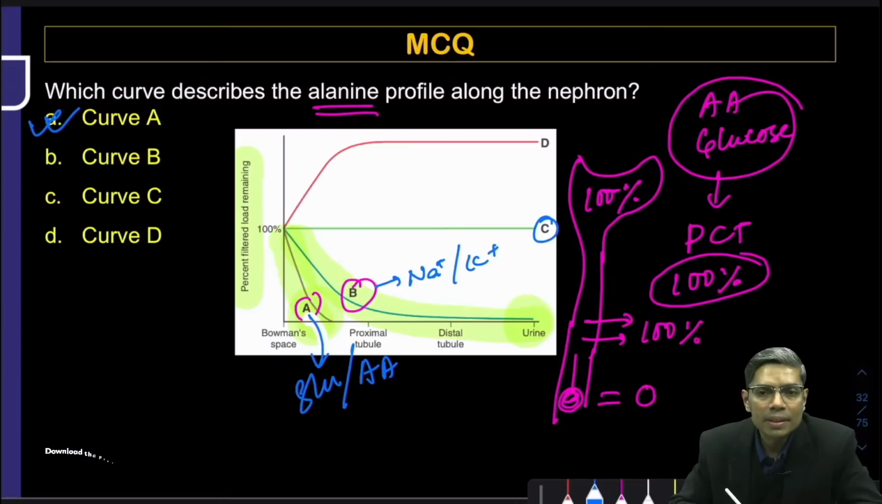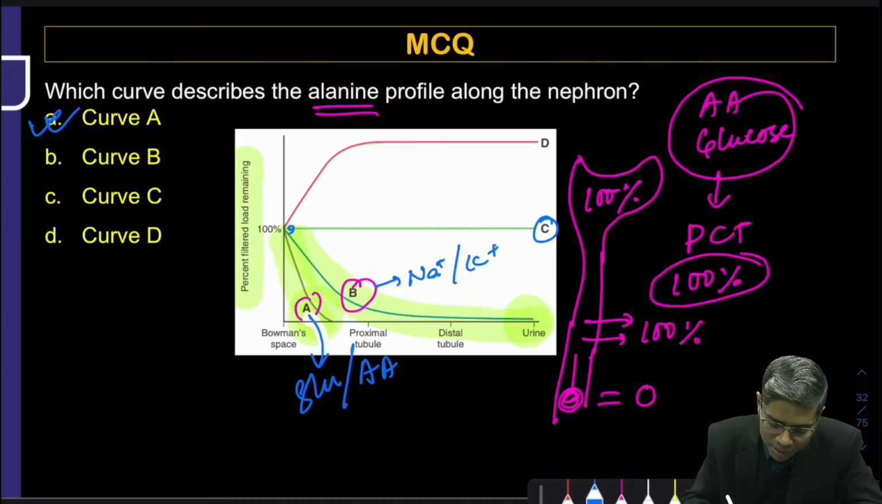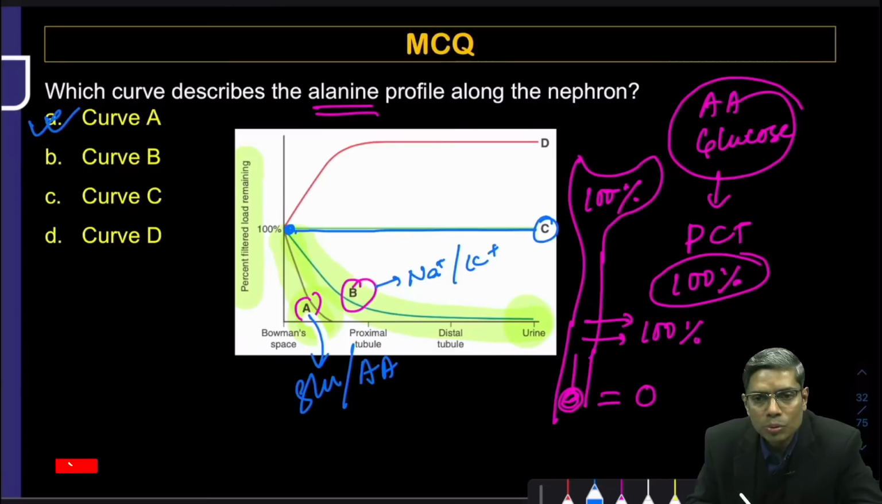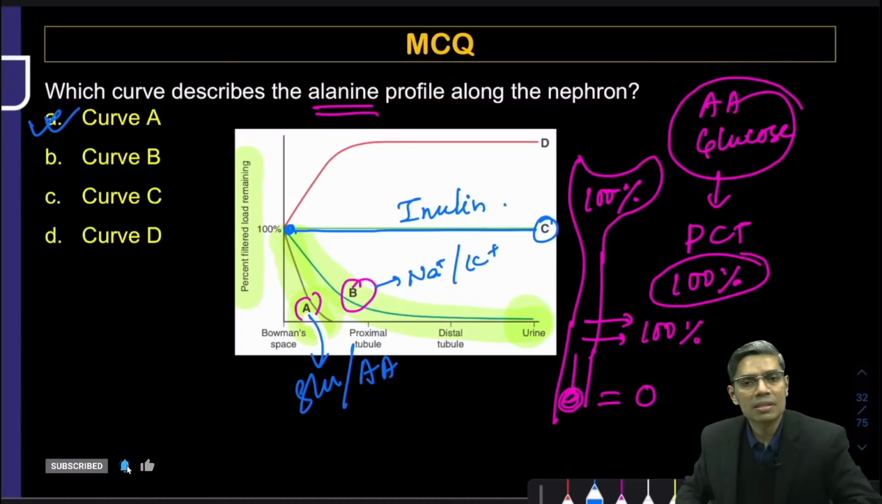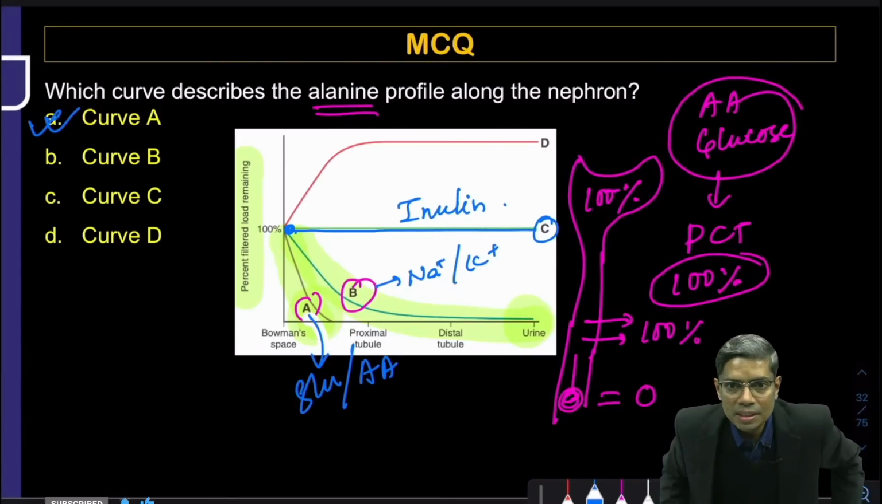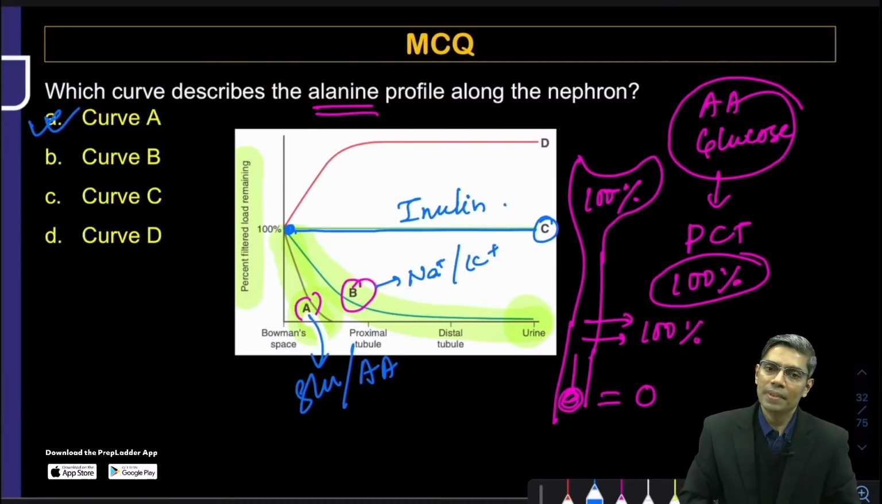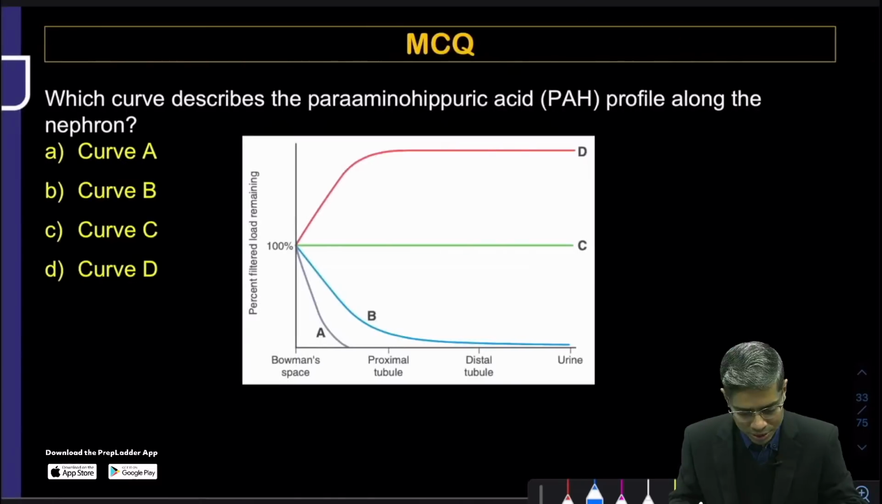So this C curve indicates that whatever is the amount of filtration here, 100% filtration, there is no change in the amount throughout the nephron. What is the substance? This is typical of inulin, because it is neither reabsorbed nor secreted in the nephron. Am I clear? What is D? That we will discuss in the next question.